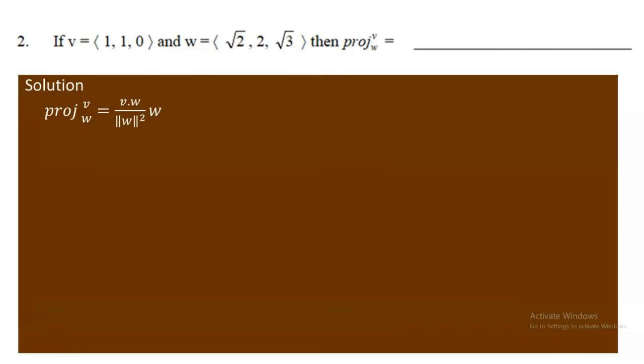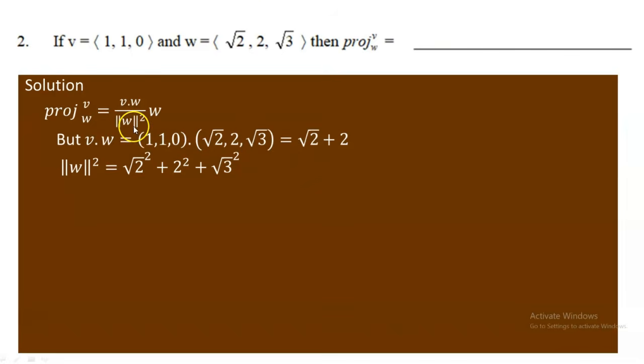The projection of v on w is v dot w over norm of w squared times w. So as you see, v dot w is 1, 1, 0 dot with radical 2, 2, radical 3, because the components of v are 1, 1, 0 and the components of w are radical 2, 2, radical 3. So in doing this dot product, 1 times radical 2 is radical 2, 1 times 2 is 2, whereas 0 times radical 3 is 0. So you are left with radical 2 plus 2.